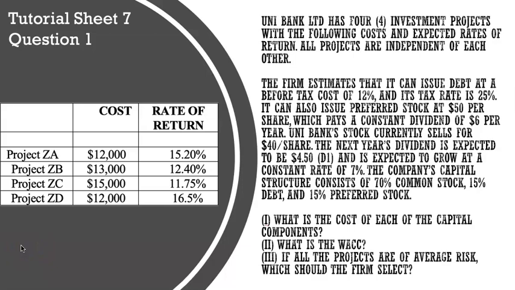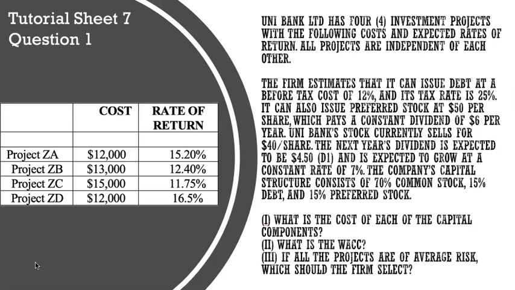The firm estimates that it can issue debt at a before tax cost of 12% and its tax rate is 25%. It can also issue preferred stock at $50 per share, which pays a constant dividend of $6 per share per year. Unibank stock currently sells for $40 per share. The next year's dividend is expected to be $4.50, which is D1, and is expected to grow at a constant rate of 7%. The company's capital structure consists of 70% common stock, 15% debt, and 15% preferred stock.